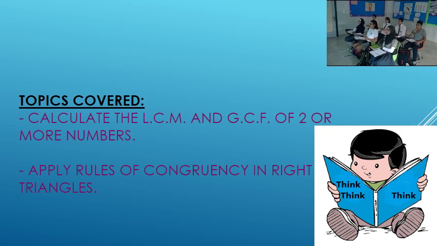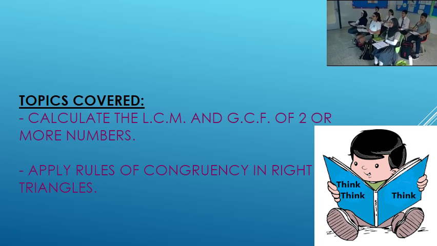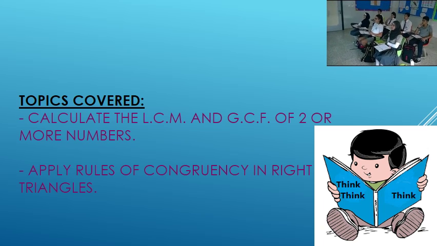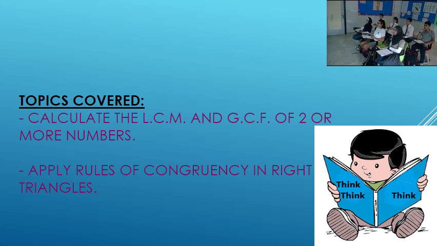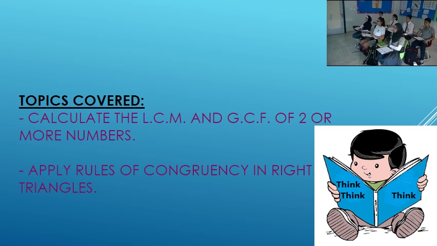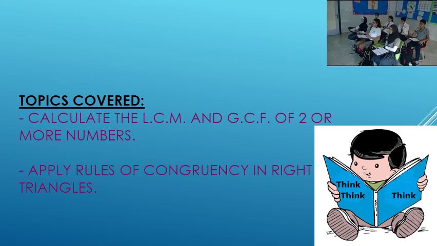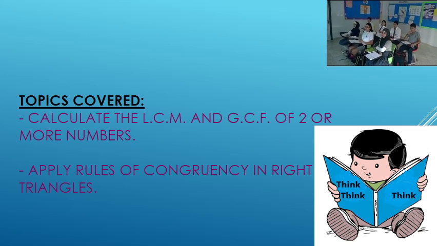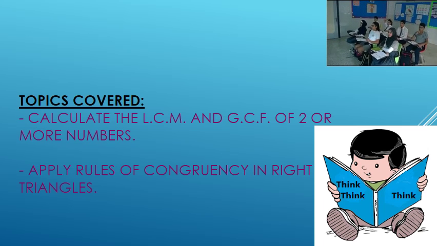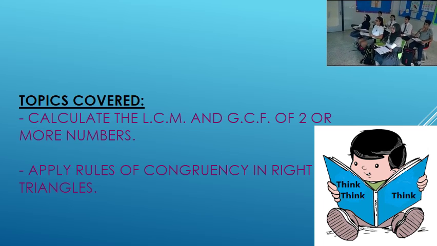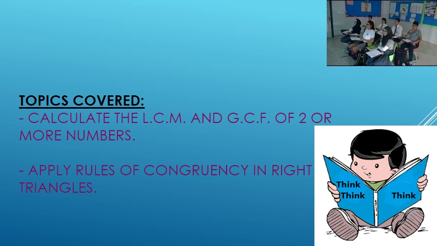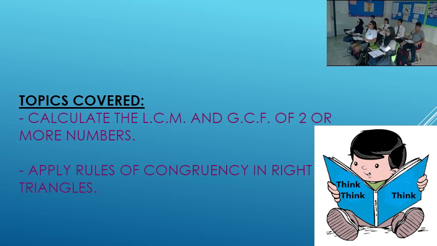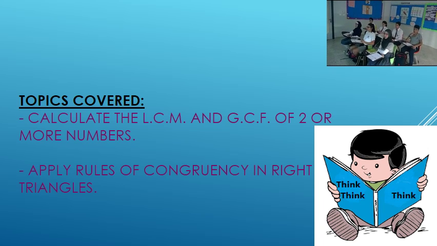So the topics covered this week were how we calculate the LCM and GCD of two or more numbers. Which method did we use to calculate the LCM and GCF of two numbers? Prime factorization. And the second topic, apply rules of congruency in right triangles. How many rules of congruency in right triangles do we have? Two rules.